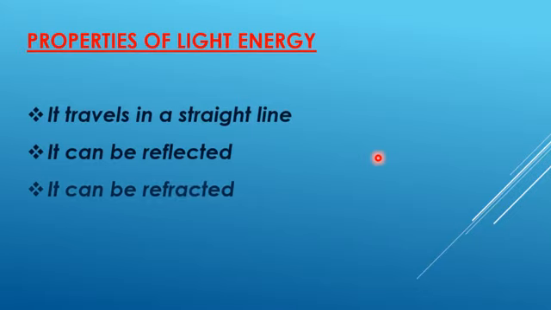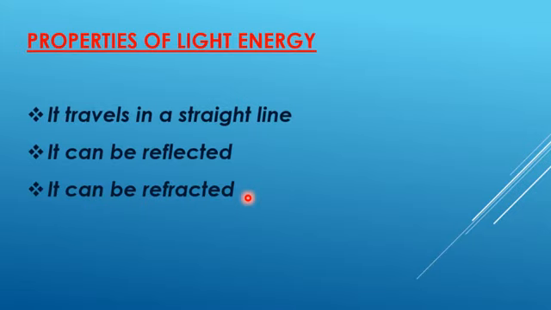Then we say that light can be refracted. Refracted, not reflected. Reflected is bouncing back. Refracted has to do with the change in direction of light as it travels from one medium, maybe air, into another medium, water. Because of difference in densities, the light appears to bend. So that's refraction. This explains why when a stick or a pen is partially put in water, you see it slightly bent.